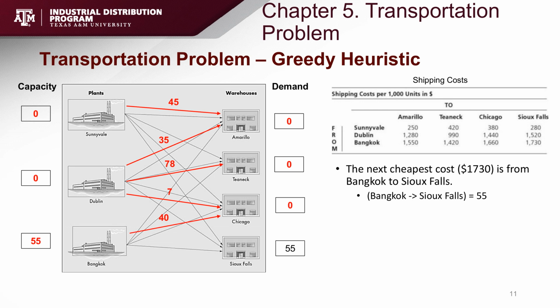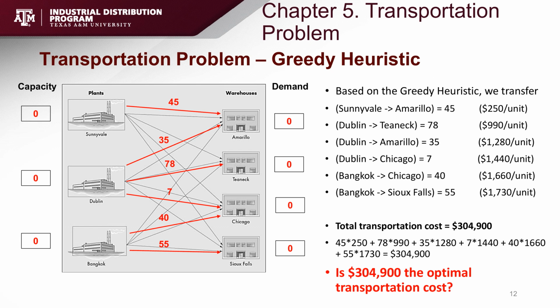Alright, last step. Only Sioux Falls is still unmet, it needs 55, and Bangkok has exactly 55 left. The route is Bangkok to Sioux Falls at $1,730, and we ship all 55. Every capacity is now 0, every demand is met, basically the greedy heuristic is complete.